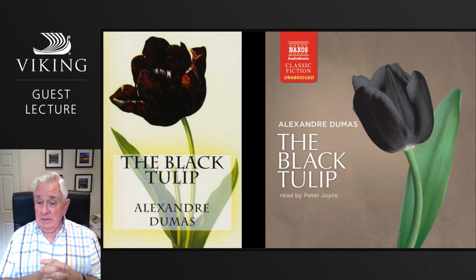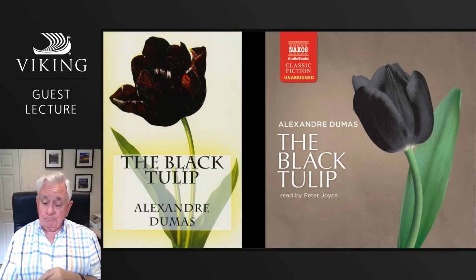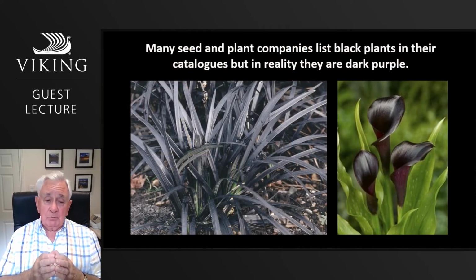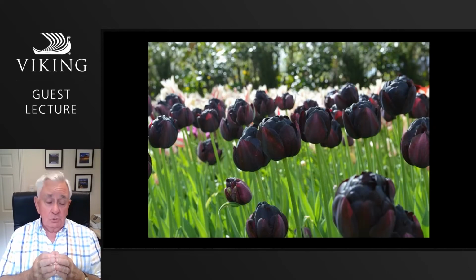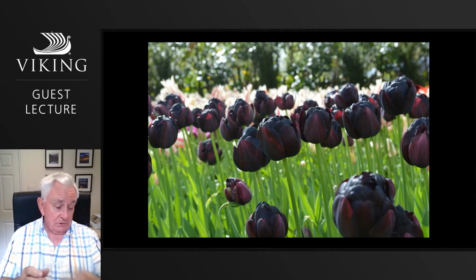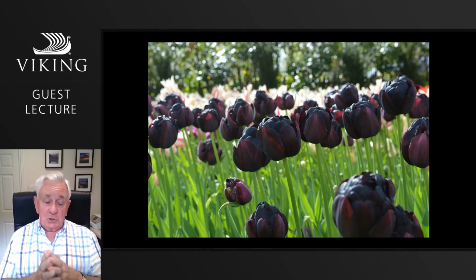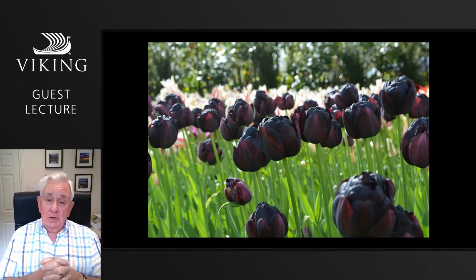So the question is, can you get black flowers? And there's two examples that are quite easy to find. Many plant companies and seed companies will have catalogues that advertise black plants like these, but when you look at them, they are not truly black. They're just dark purple. There are quite a few tulips sold as black tulips. They go under names such as Queen of the Night or Black Hero or even Café Noir. That is, black coffee. But as you can see there, I'm sure they're purple.